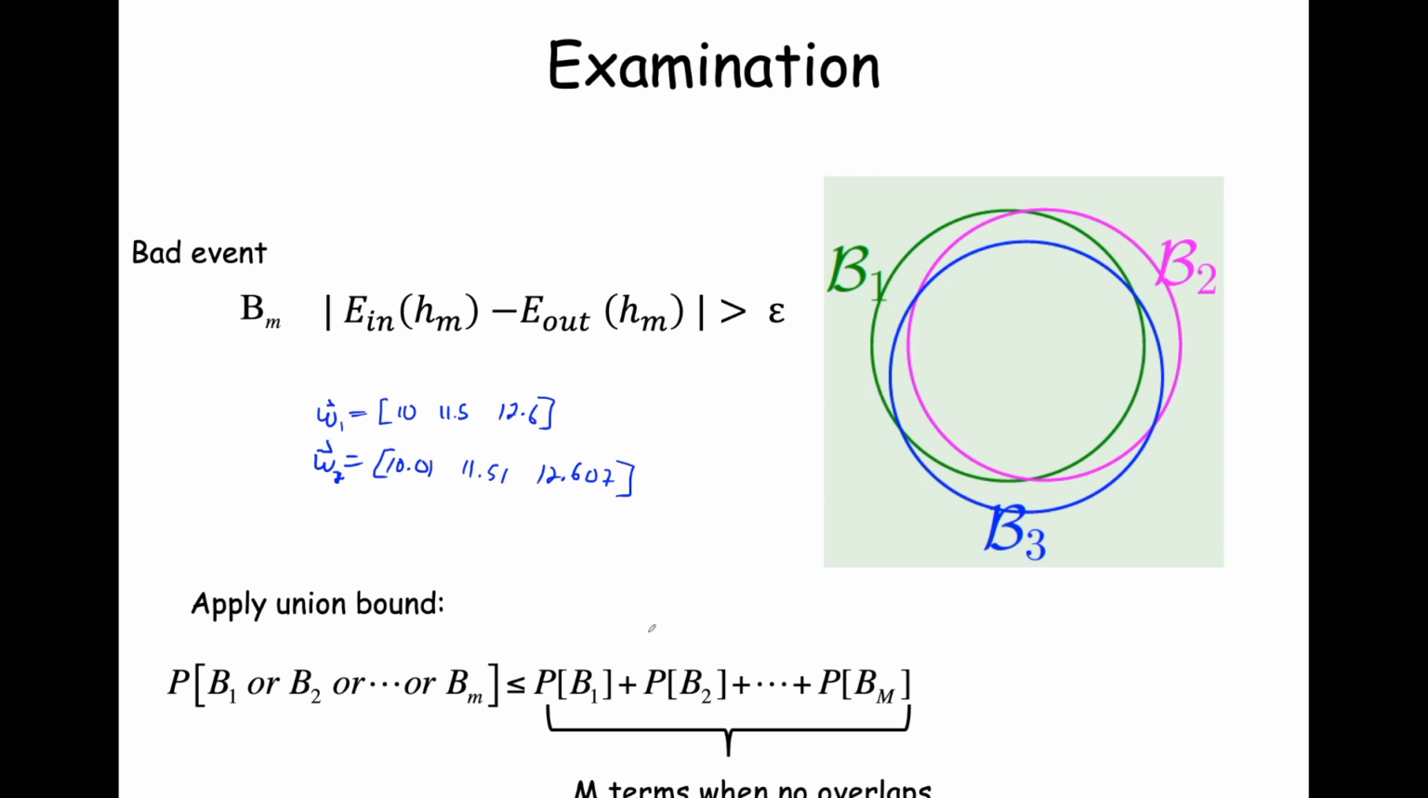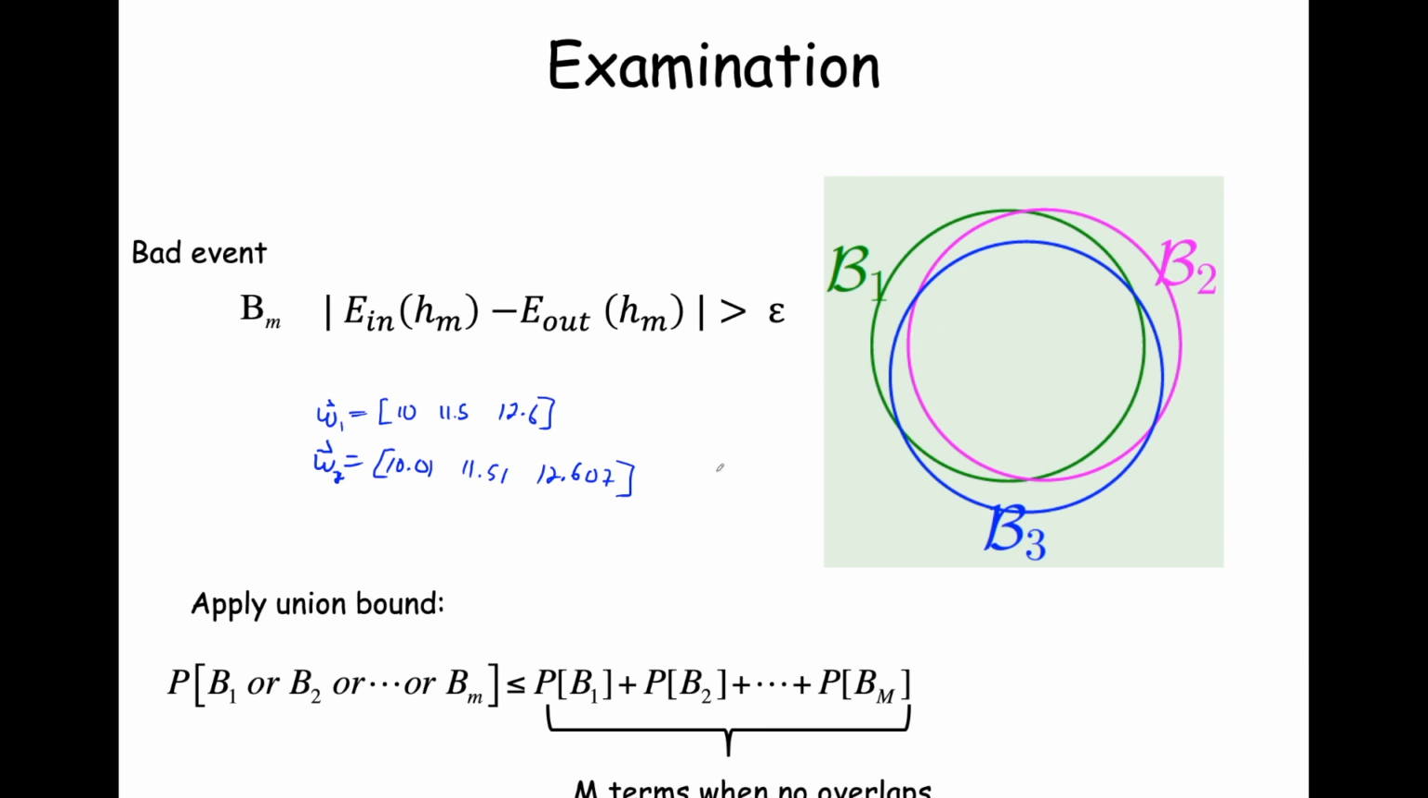But what we find in practice is that these bad events, E in diverges from E out for a given hypothesis, these bad events from one hypothesis to the next, and we see that with W1 and W2 in this example, they're not going to be completely divergent. They're going to overlap to a large degree. And this is what happens in practice.